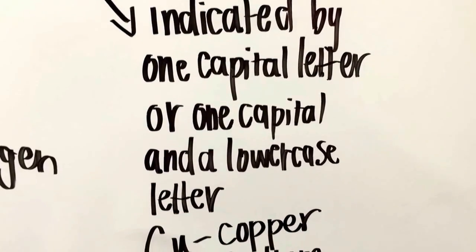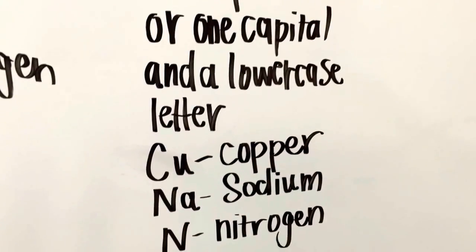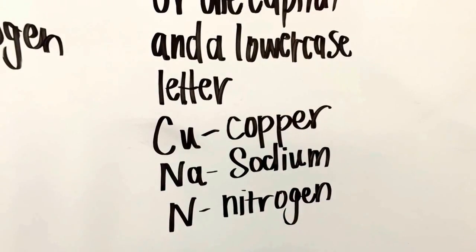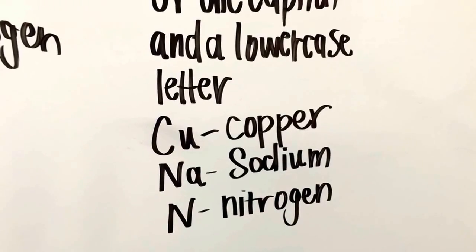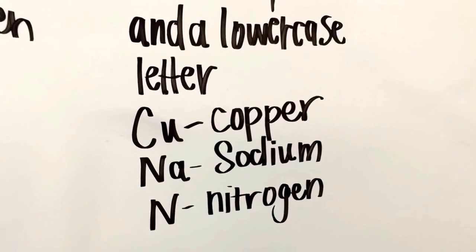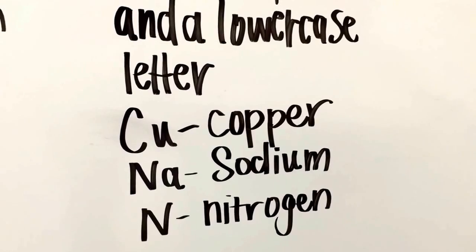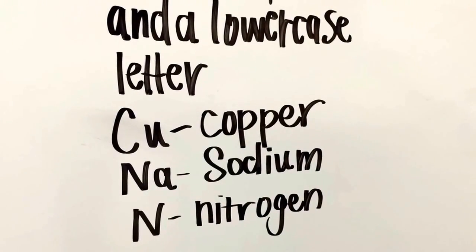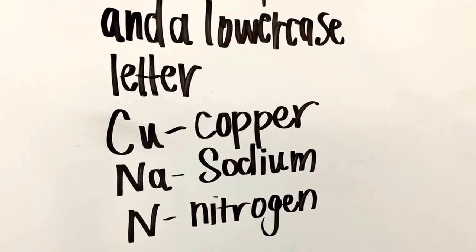For example, on the periodic table, copper is represented as capital C, lowercase u. Sodium is capital N, lowercase a, and nitrogen just alone is capital N.